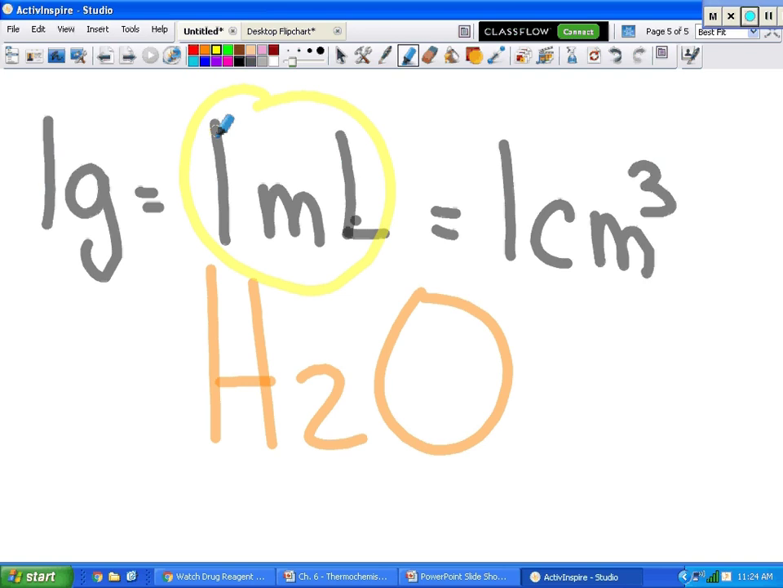Now, the last thing is, what if they don't give you milliliters? What if they give you cubic centimeters? Exact same thing. Yes. 1 kilogram of water is 1 liter of water. 1 centiliter? It would have to be meters cubed. 1 cubic meter is 1 kilogram, which is 1 liter. Everything moves. No, it would be 1 decimeter cubed. Yep, 3 places to the left.